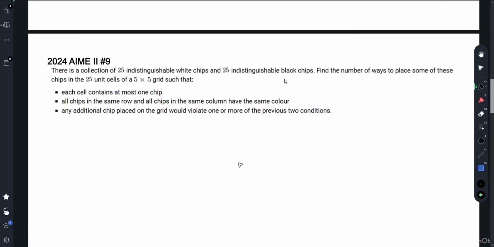So, there's a collection of 25 indistinguishable white chips and 25 indistinguishable black chips. Find the number of ways to place some of these chips in 25 unit cells of a 5x5 grid such that each cell contains at most one chip. All chips in the same row and all chips in the same column have the same color. Any additional chip placed on the grid will violate one or more of the previous two conditions.